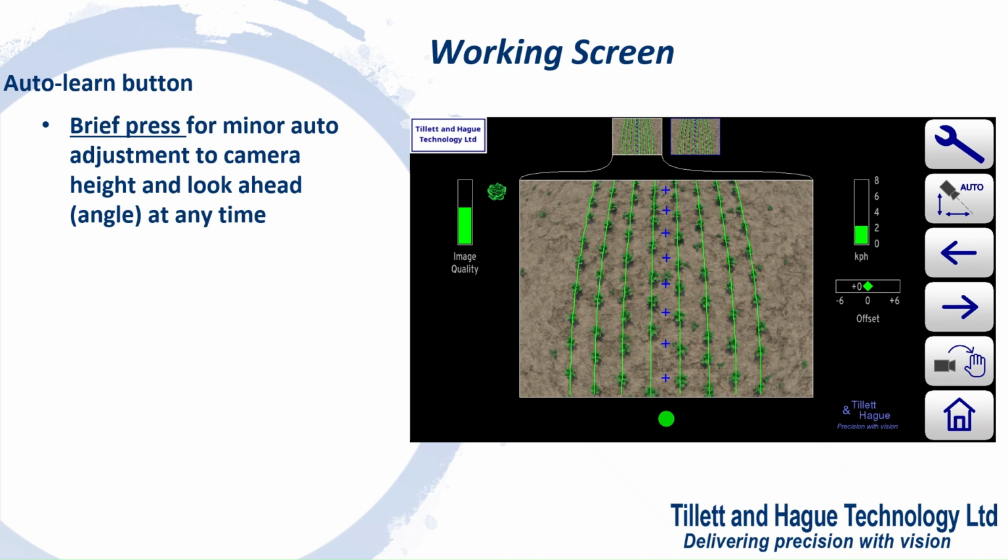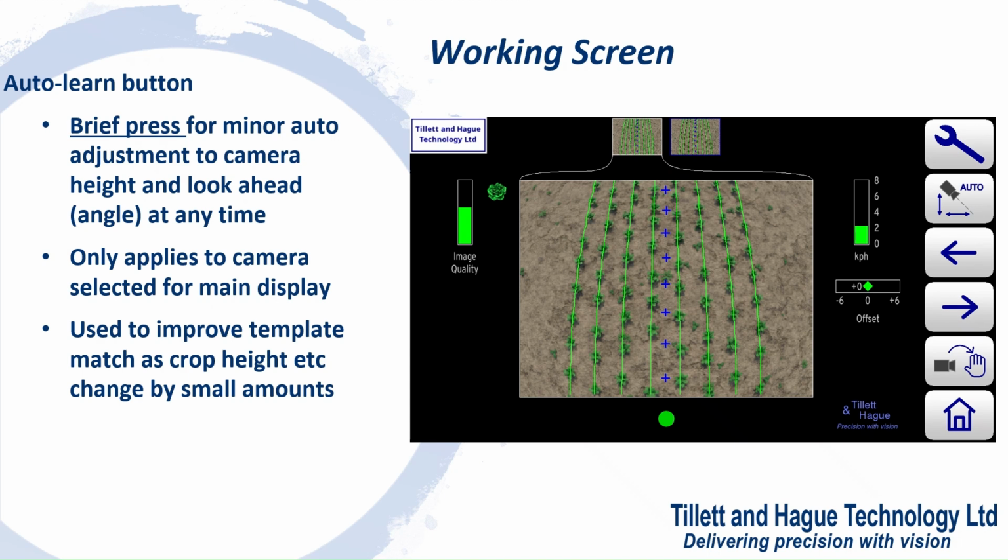This prompt only applies to the currently selected camera view. To perform minor template adjustment to another camera, select that camera and briefly touch the Auto Learn button. This tool is intended to improve template match following initial camera setup, or to compensate for variations in crop height, or implement position and therefore camera geometry when in the working mode.